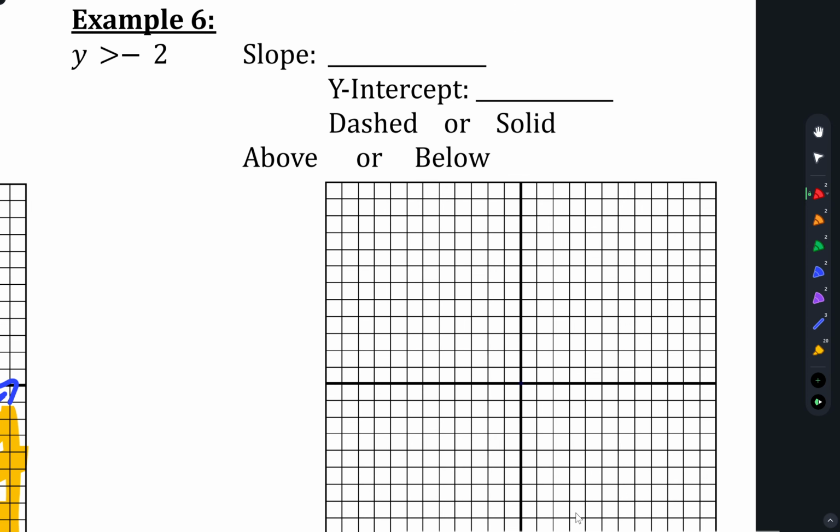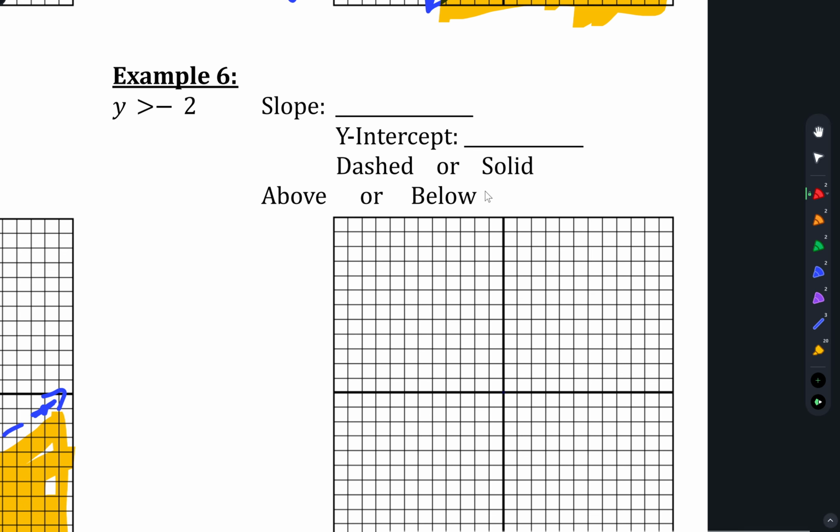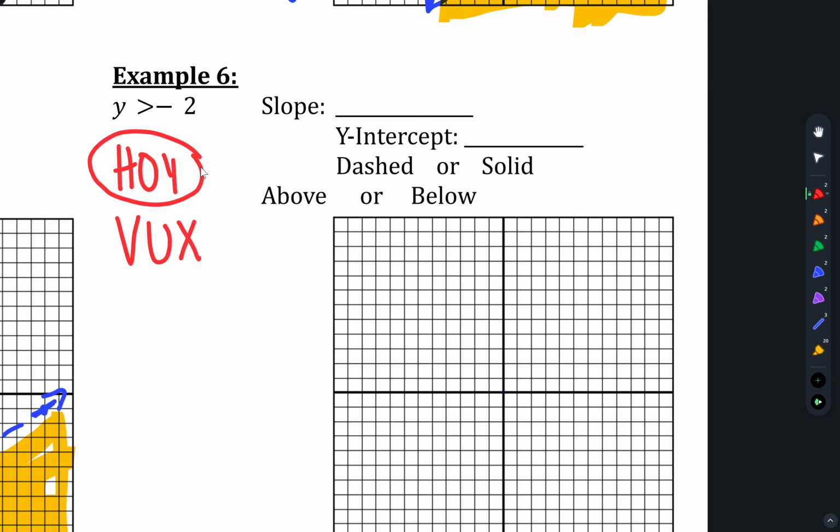One more like this. Kind of a weird one. What do we think about this weird one? There is a slope. The slope is 0. Do you remember the acronyms that I told you? HOY and VUX. Is this HOY or VUX? This is HOY. Because of the y. The y tells me this is HOY. So the slope is 0. And what kind of line is this going to be? What does the H stand for? Horizontal. So I want a horizontal line through where y is -2.